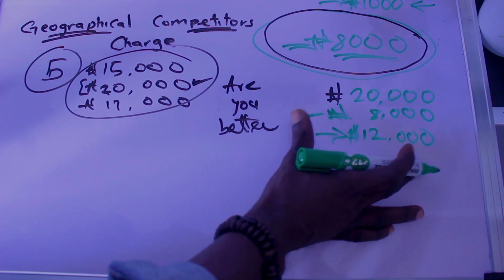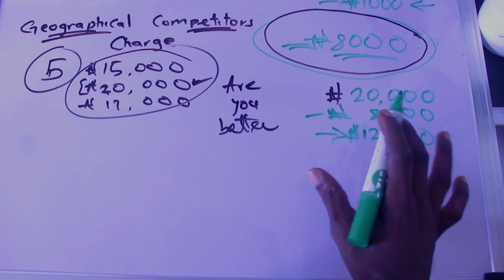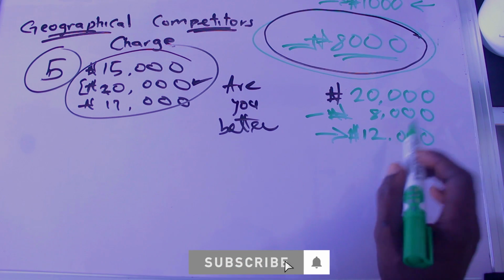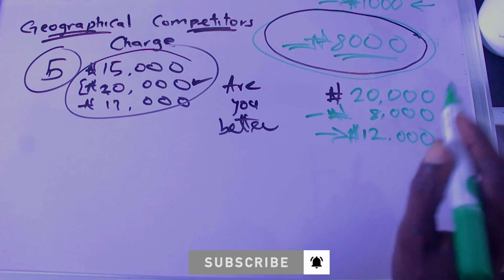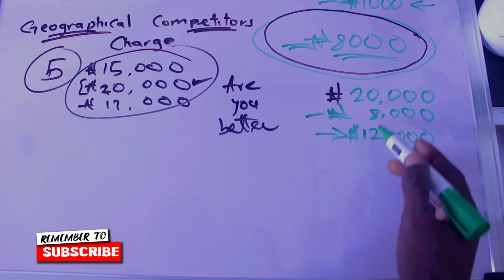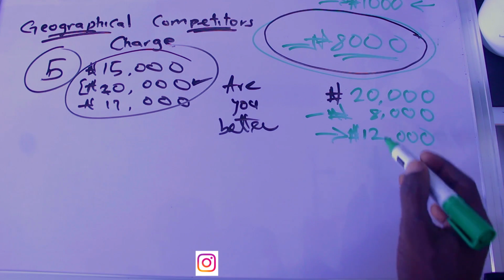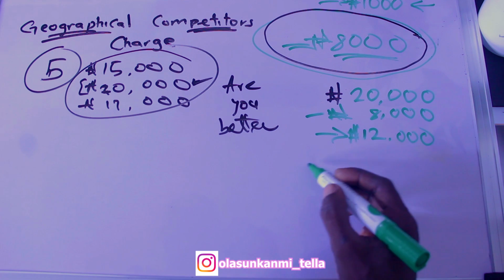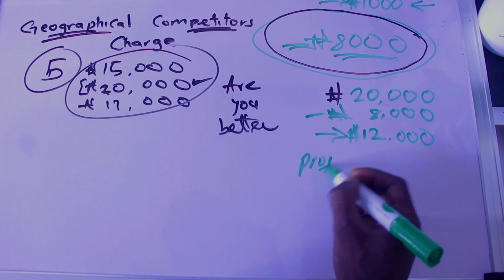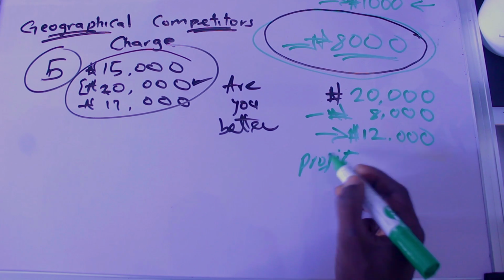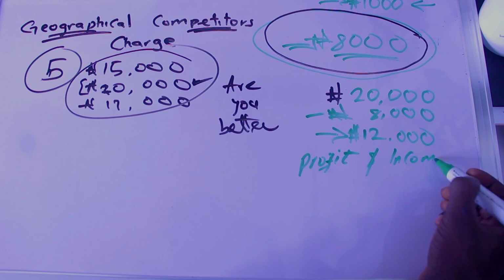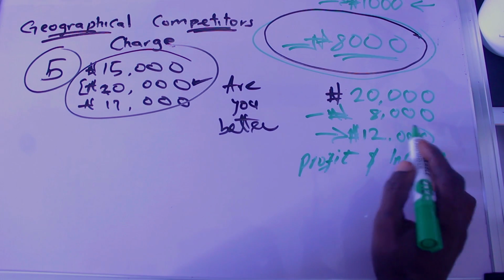whether you are better than them or you are not better than them. Are you getting the point now? This way you're going to decide if you are better than these people or you are not. So let's say you are better than them. You can simply go for the total of 20,000 naira, which is going to be plus this. But this 12,000 naira is going to be your profit and income.